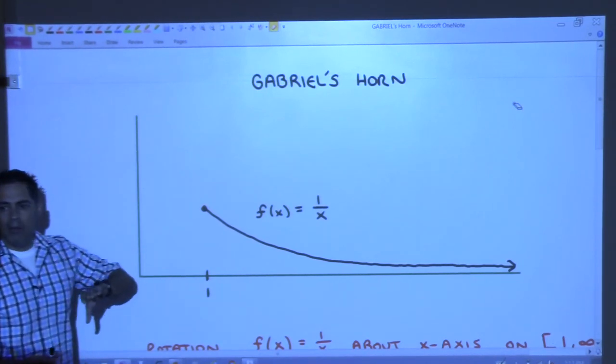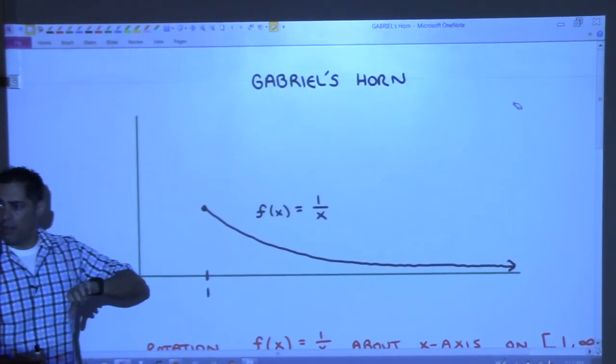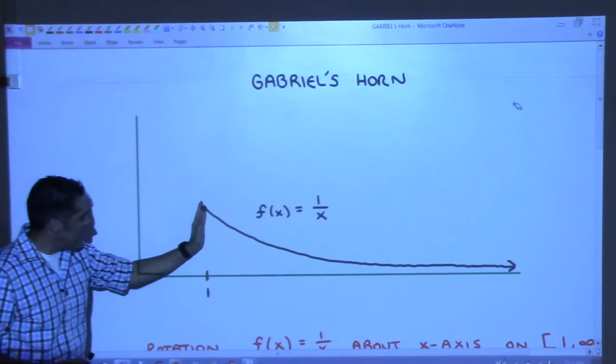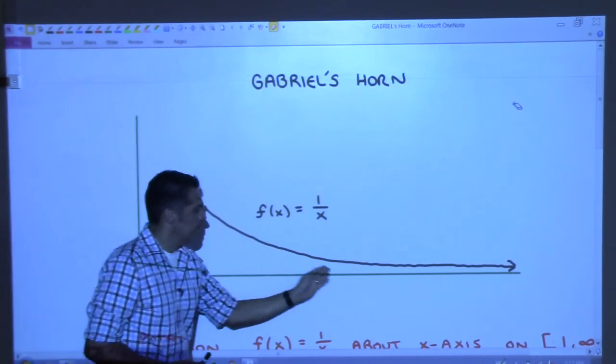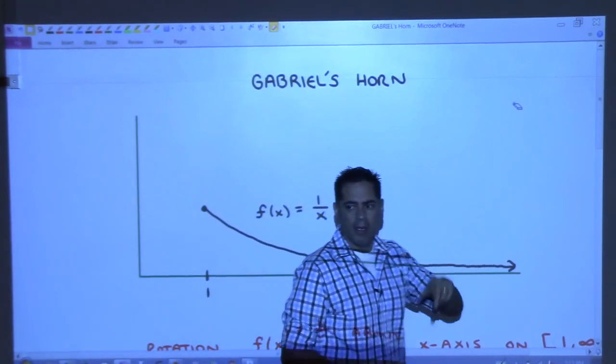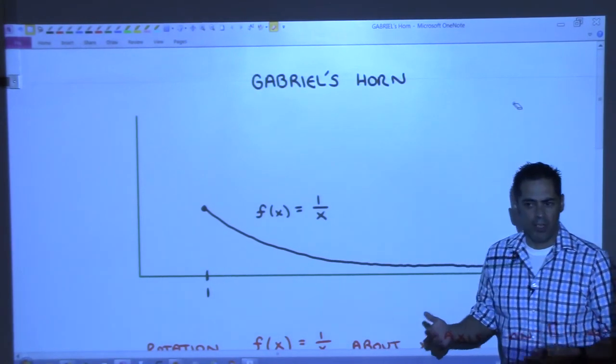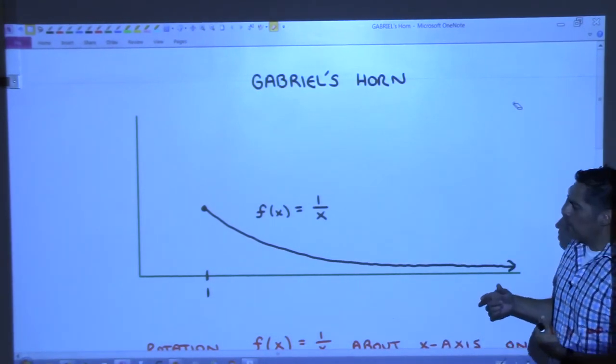We've talked about improper integrals already. And so if we asked for the area underneath this, we could do it, and it would actually diverge. It would become infinite. We showed that in class. But Gabriel's horn is a different problem.